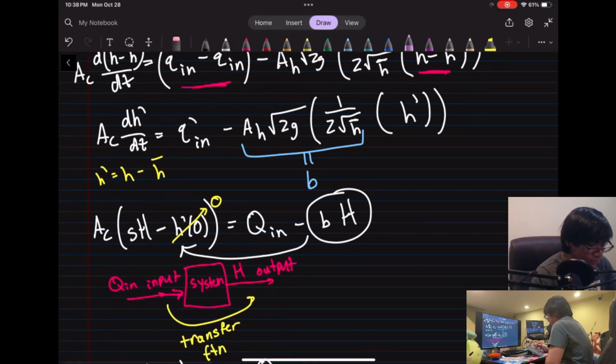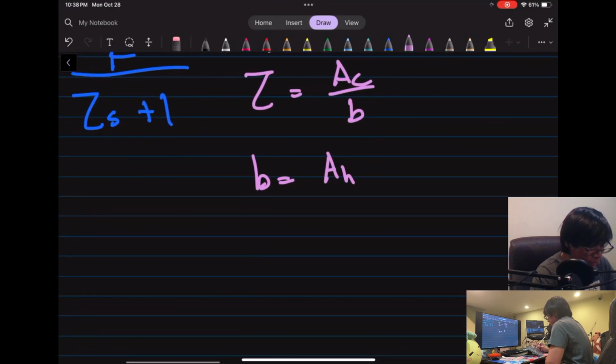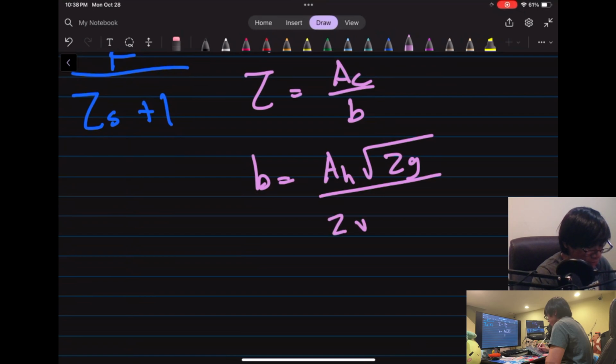So, the area of the hole from Bernoulli's times square root of 2g, and then divided by this derivative from our Taylor series expansion, which is just 2 over h bar.